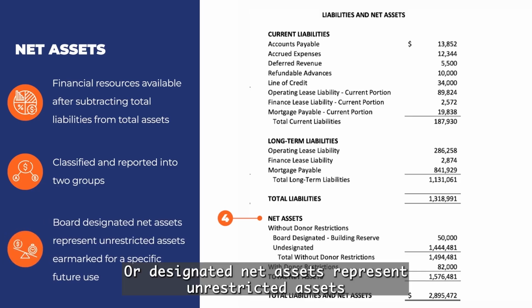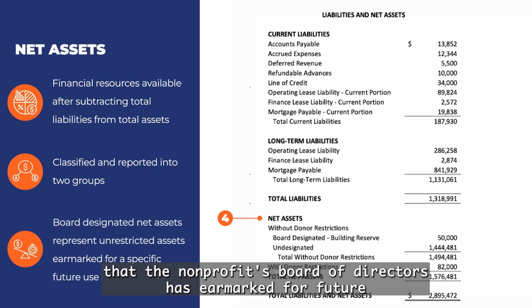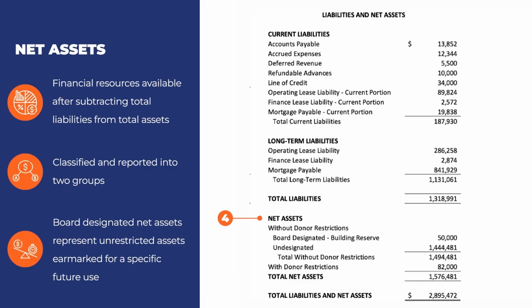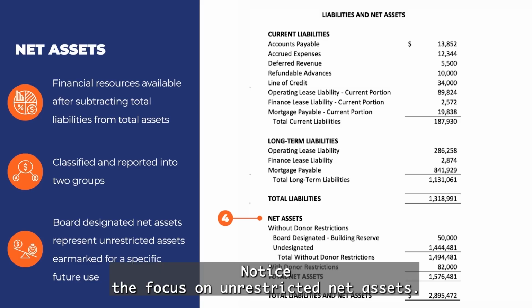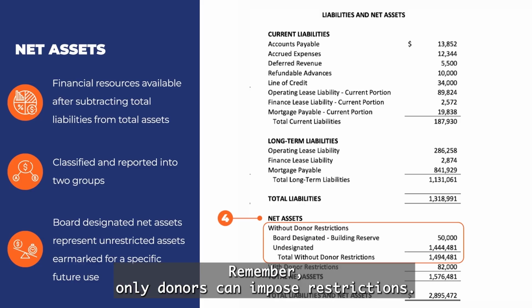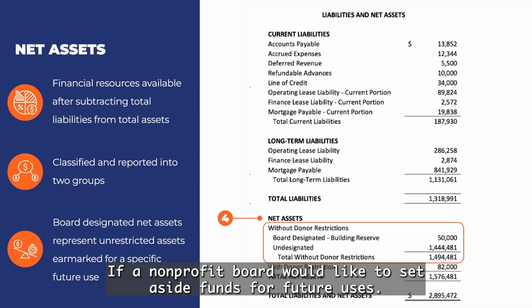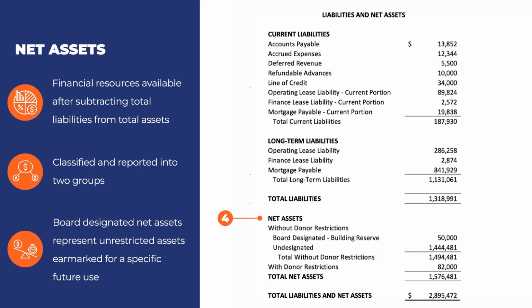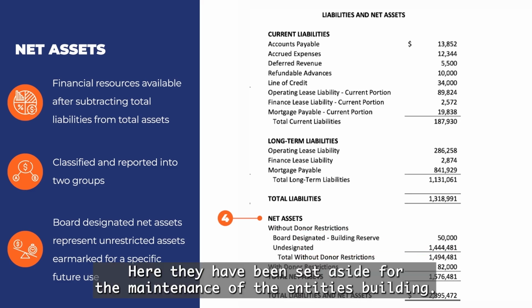Board-designated net assets represent unrestricted assets that the nonprofit's board of directors has earmarked for future programs, investment, or other uses. Notice the focus on unrestricted net assets. Remember, only donors can impose restrictions. If a nonprofit board would like to set aside funds for future uses, they can do so, but they can only earmark funds that are unrestricted. Here, they have been set aside for the maintenance of the entity's building.